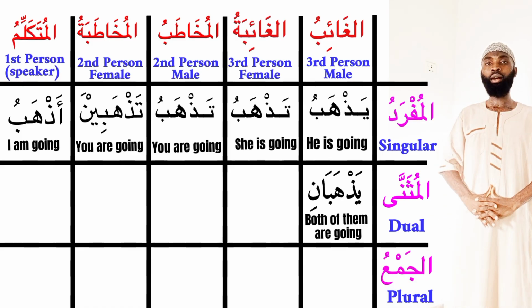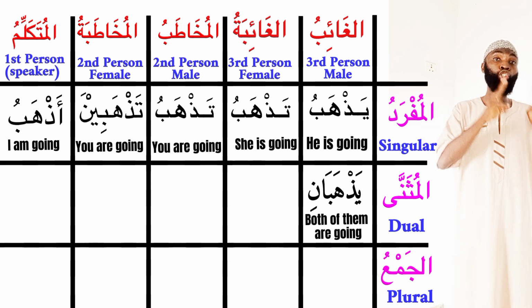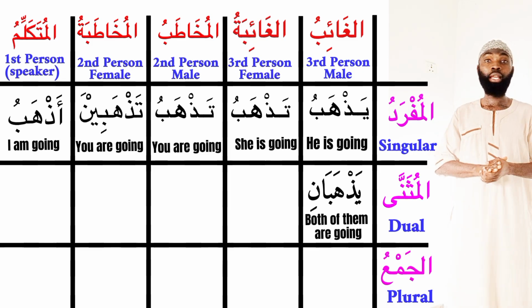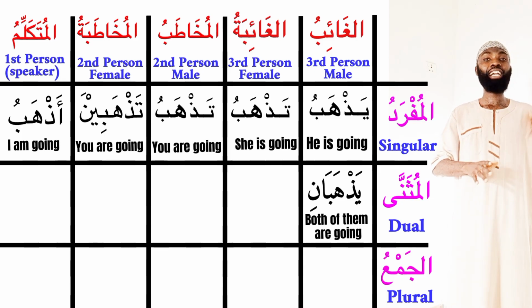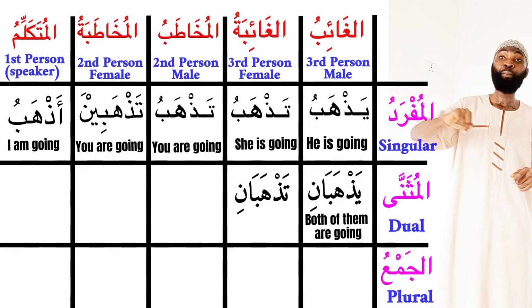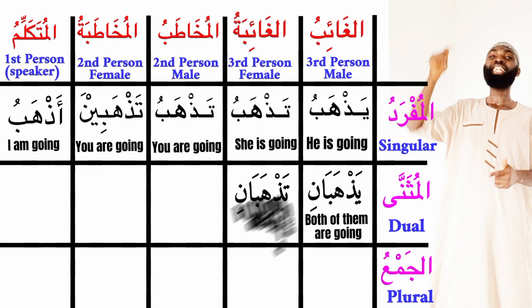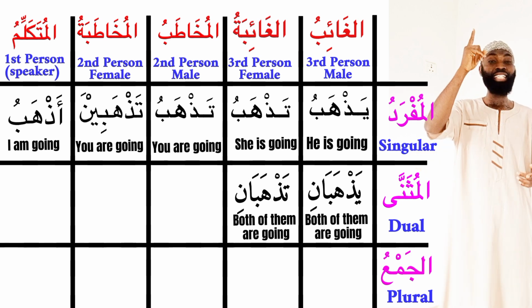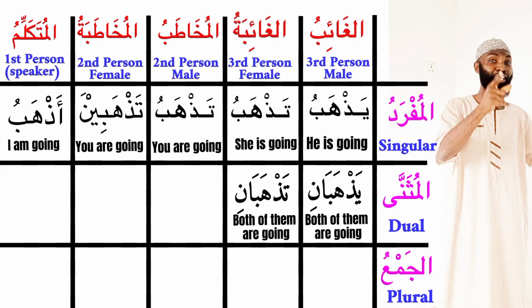The next column we have the third person female. If the persons you're talking about, they are two and they are females, how do you say it? When we had a single female, what do we say? We say tadhabu, she is going. Now there are two, it will be tadhabani. Can you see? Very simple. Tadhabani, both of them are going. It seems the present tense formation is much easier, of course, because we simply add alif and nun to it. So tadhabu, she is going. Tadhabani, both of them are going, for the females.